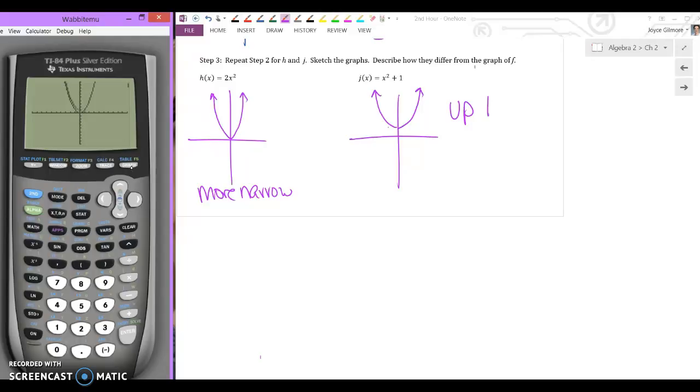It takes a minute for it to graph. There we go. It looks a little bit wider, but it is just shifted up 1. There's no number in front, so it's not going to be wider or narrower. It's just shifted up 1.